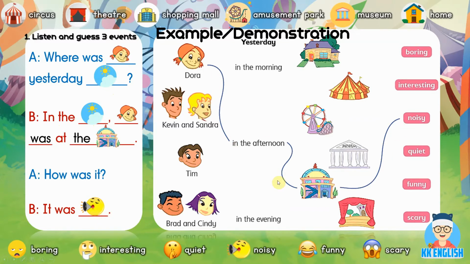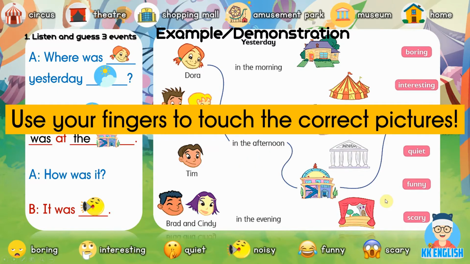That answer has been prepared for you. This is an example. So later you will listen 2 times. You will listen to the recording 2 times, and then you have to use your fingers to touch the correct pictures. These pictures are in your textbook. You can try it, use your finger to touch the correct picture, and your friends will check your answers.